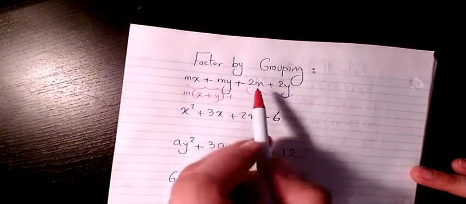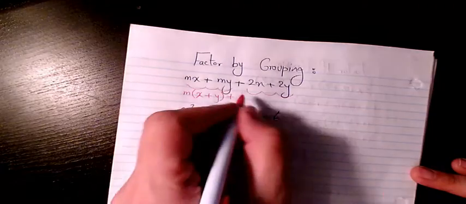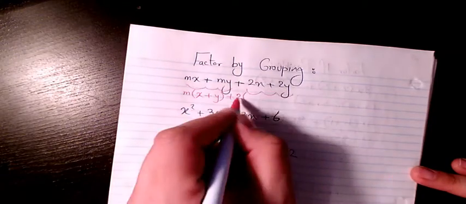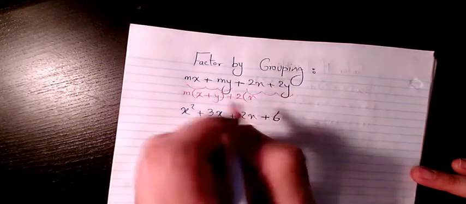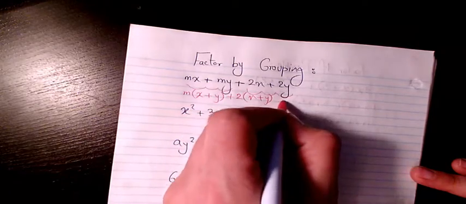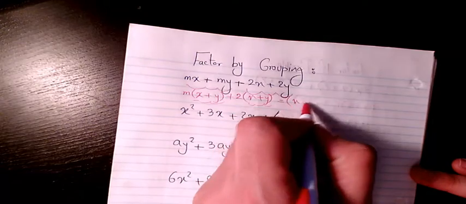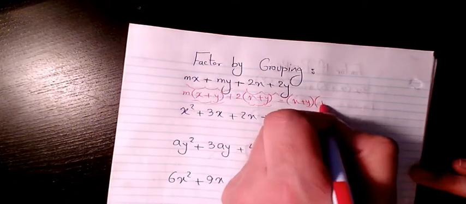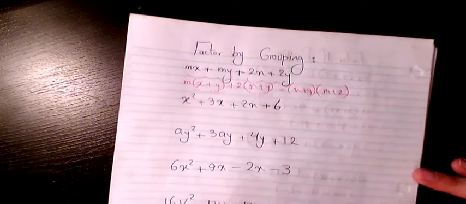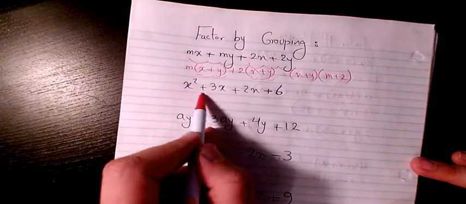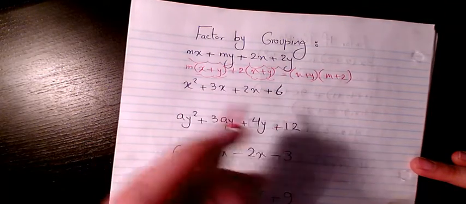Then here I have 2x plus 2y. 2 is common between both of them, so 2x divided by 2 is x, 2y divided by 2 is y. Now I can factor it. I have x plus y, I can factor it, and then I have m plus 2. That's solved.